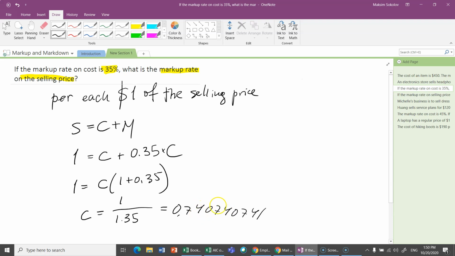I'm not rounding this because we will be looking for percent, and we need all decimals here. We're investigating what is happening for each dollar of the price, but we need to keep as much precision as possible because we don't actually know the selling price. Maybe it is in millions of dollars, so it will be sensitive to all decimals. Well, once we know the cost, we can now find the markup, and the markup is selling price minus cost.